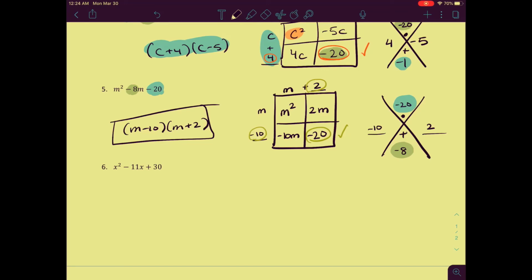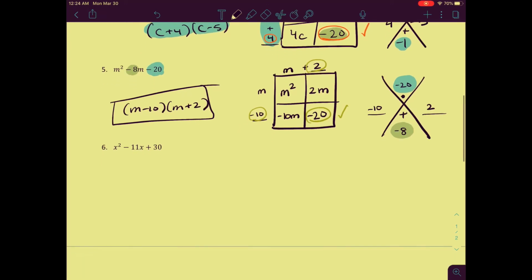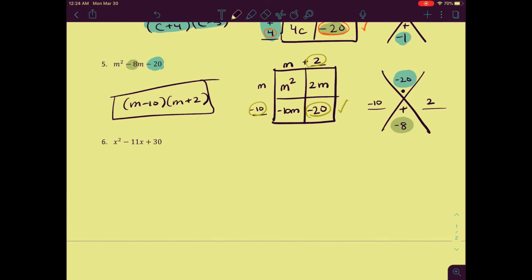If you made any mistakes on the way, it's okay. Make sure you learn from your mistakes because these problems are not simple. I'm going to give you guys one last problem to practice on your own. So try number 6 and let's see how you do.